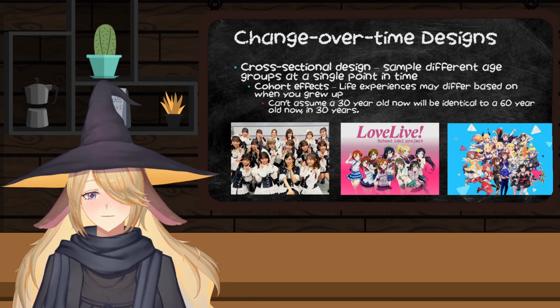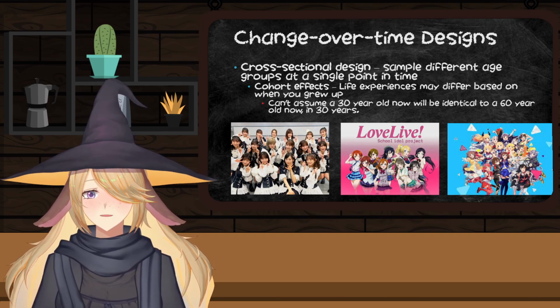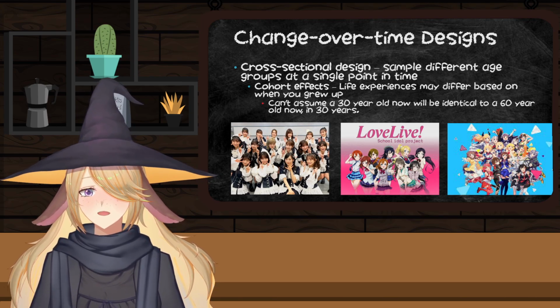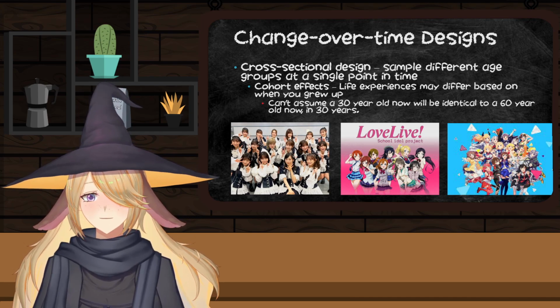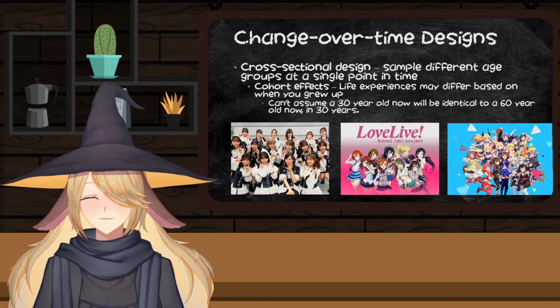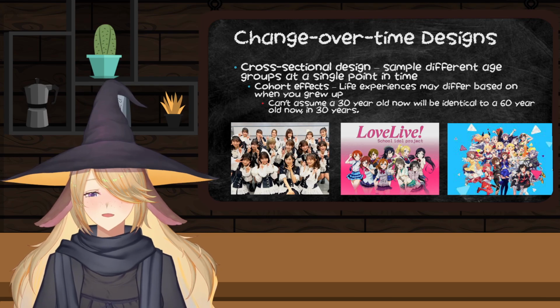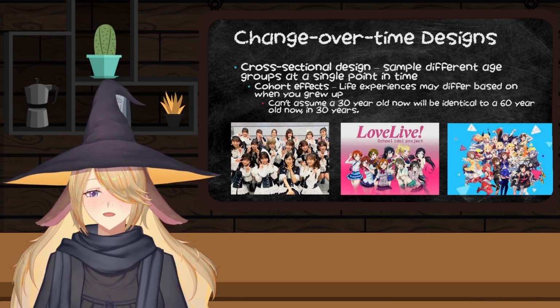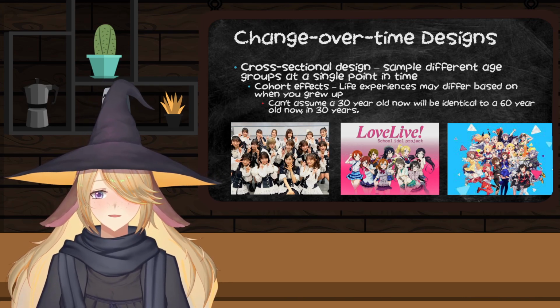So if you were interested in maybe how people consume media and patterns of media consumption over the course of time, cohort effects are going to be a huge factor there because they change so much, even from year to year or even in the span of several months.